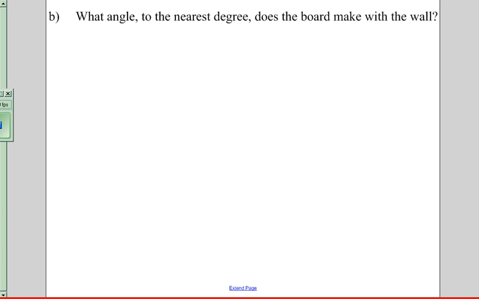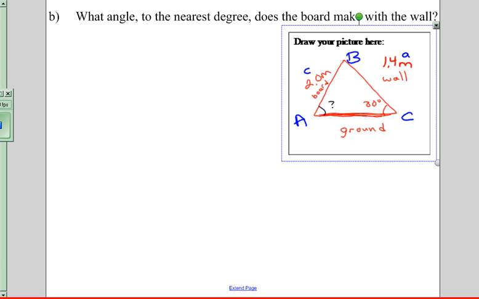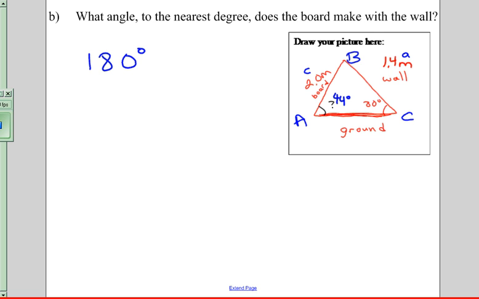Sorry. Question B, what angle to the nearest degree does the board make with the wall? So if we look at our diagram again, we want to know the angle that the board makes with the wall. And in our last question, we found that this angle here is 44 degrees. We already have 44 degrees, and we have 80 degrees. So for this question, if you just take the sum of the angles, which is 180, subtract the 44, subtract the 80, you will have 56 degrees as angle B up here at the top, the angle that the board makes with the wall.